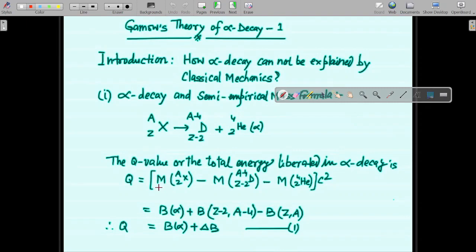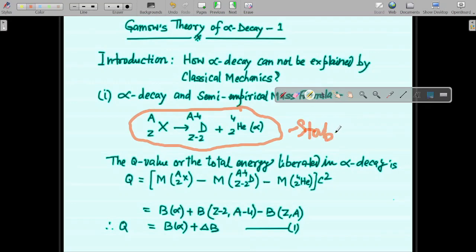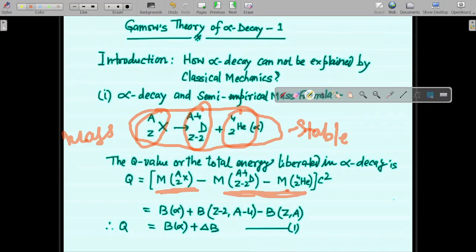Why should it be greater than 0? Because this decay will be stable only when there is mass reduction. Only then will this decay be favorable, right? So the mass on the left hand side must be greater than the mass on the right hand side. If this is greater than the mass of these two things taken together, that is, the value of Q is greater than 0, only then is a nuclear reaction feasible.